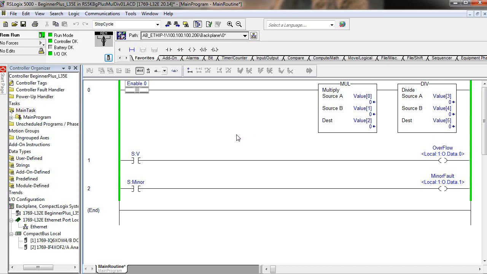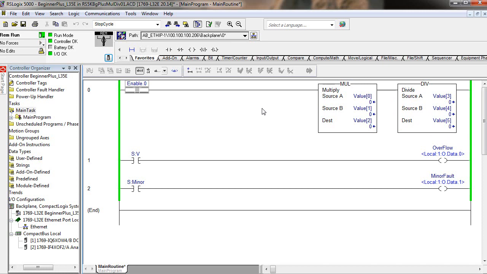Now with 500, you remember you could not put these two instructions in series because they were treated in 500 more like an electrical load. Well, we've moved way past that, and this is a much more efficient method of programming. So we're saying here that if this instruction is true, then multiply and divide. So it multiplies first and then divides.